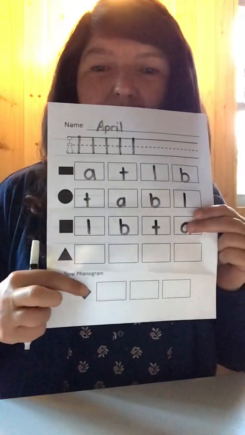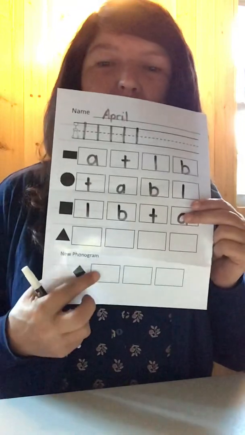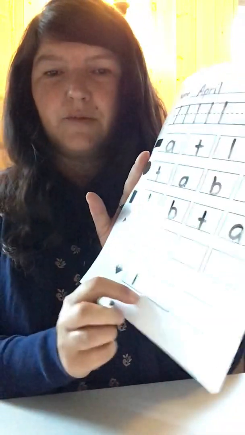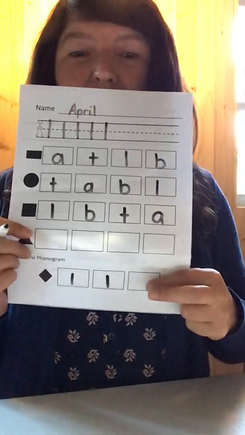Then I'll say, find the diamond on the page. In the first box, write the letter L. In the next box, write the sound L. And that's the same thing as the letter L. In the third box, I want you to write the first sound in the word lamp.